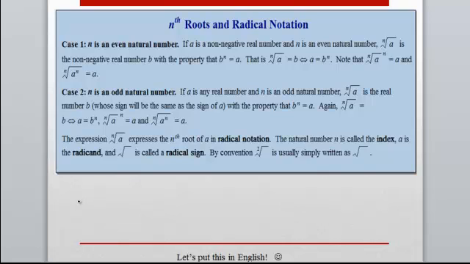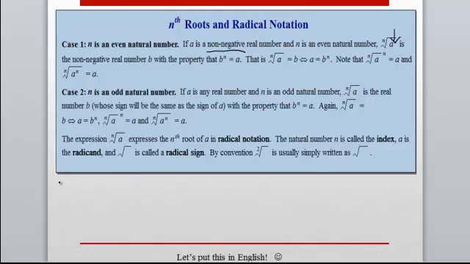Okay, so case number 1. This is talking about whenever A is a non-negative real number. That just means that A, the radicand, the part that's under the radical, is positive or 0. That's what non-negative means. It means positive or 0.